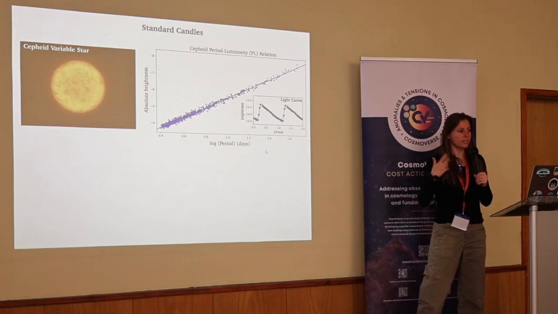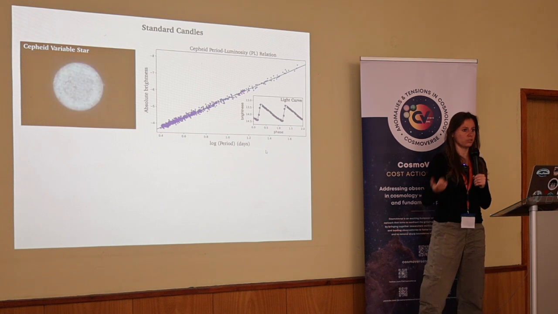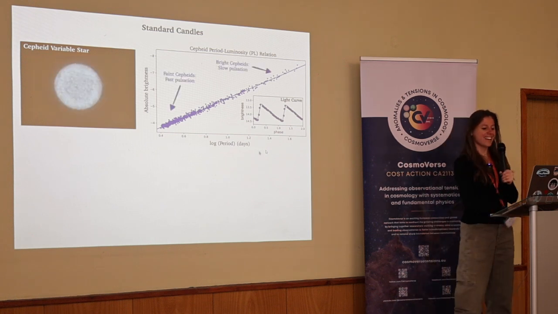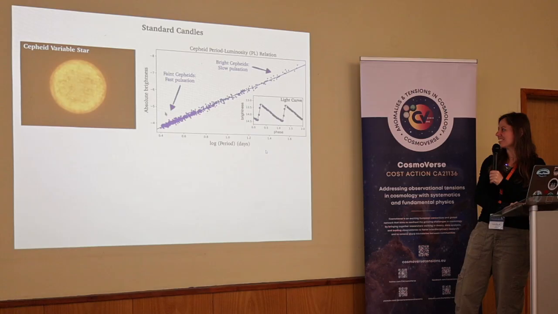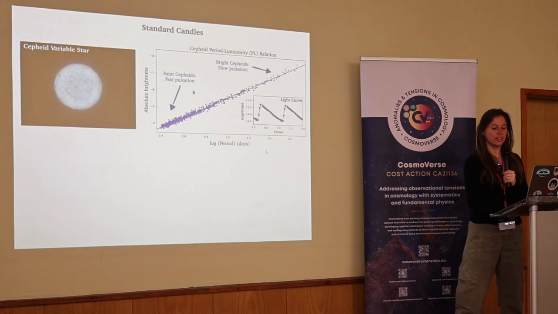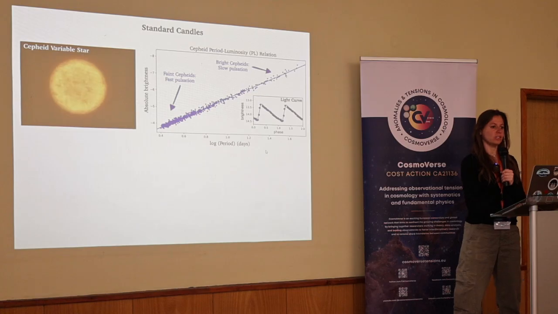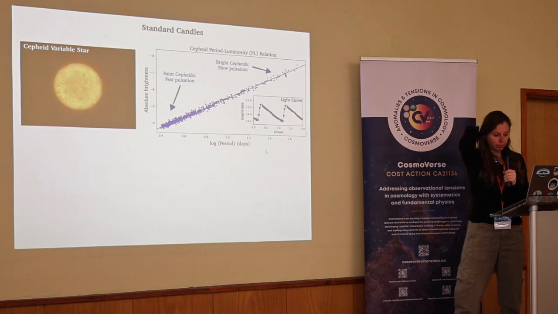So the brightness is just varying. The pulsation could be between a couple days to 100 days, but it's always the same. So the short period Cepheids are here on this side, and they have the fastest pulsation. They have periods of about a few days. And then the brightest Cepheids have a slower pulsation, and they're on this side of the relationship.